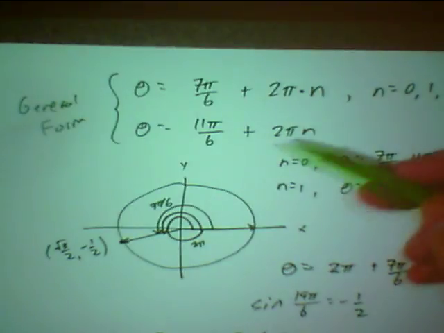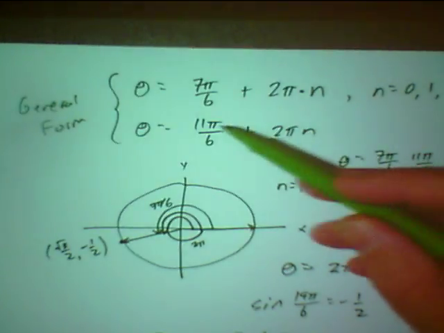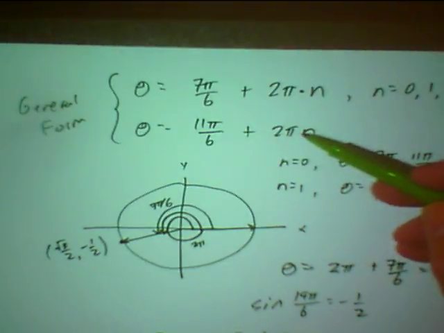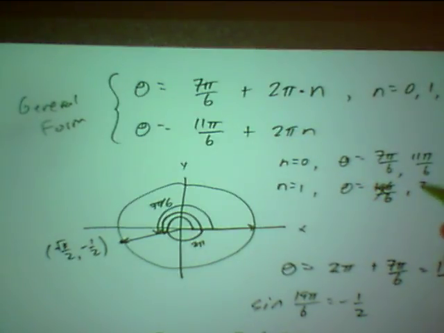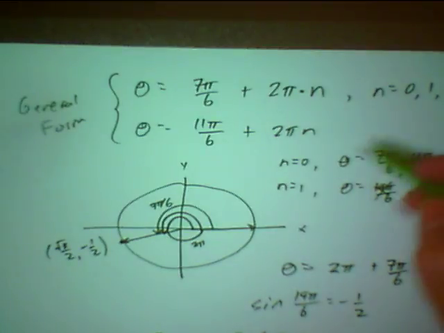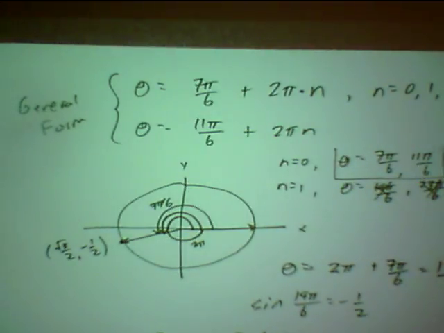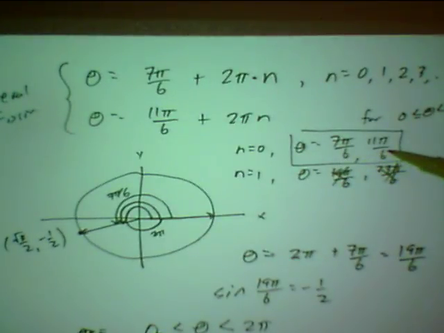And then if I look at the second equation, 11 pi over 6 plus 2 pi times 1, or plus 2 pi, that's like 23 pi over 6. That's even larger, so that's not a solution. So basically, for 0 to 2 pi, these are my actual solutions.